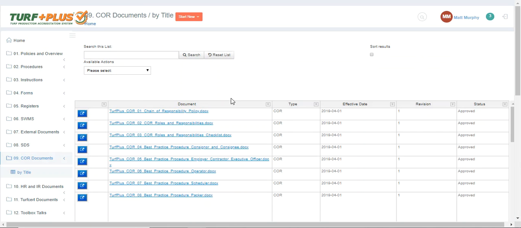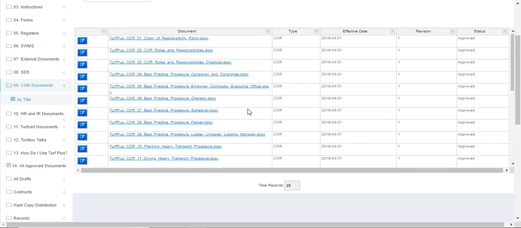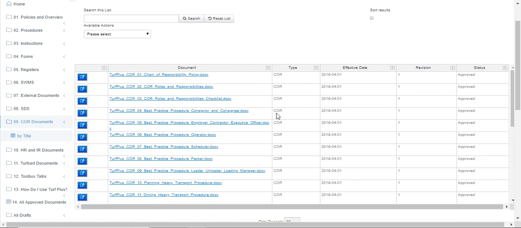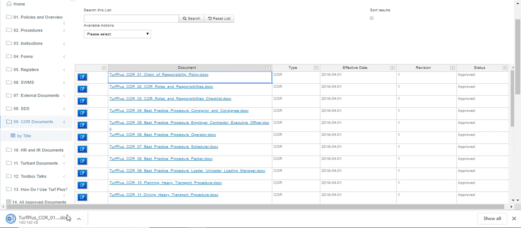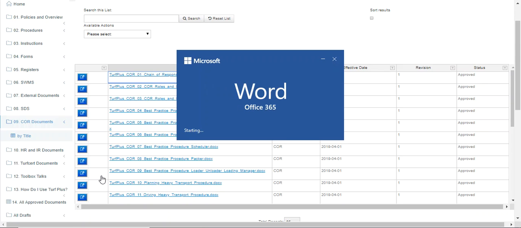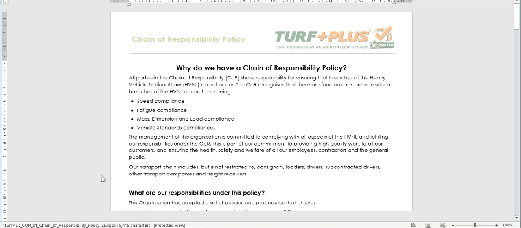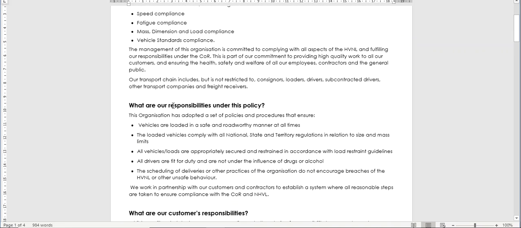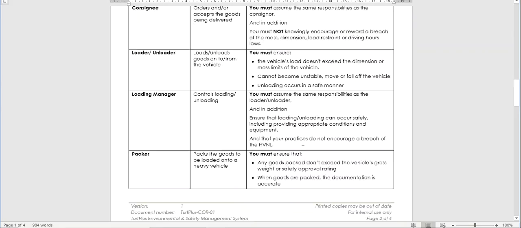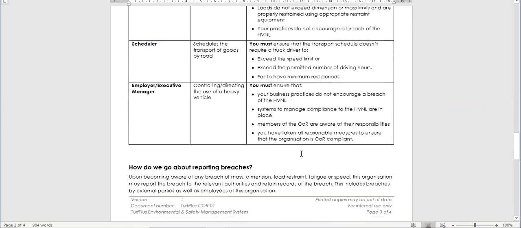Now, there is quite a lot of documents in here, and I won't go through every one, but I'll give you a rough guide to what each one is for. The chain of responsibility policy is something that I think everyone in your business should sign up to, to say that they understand what the chain of responsibility is, what their role is.